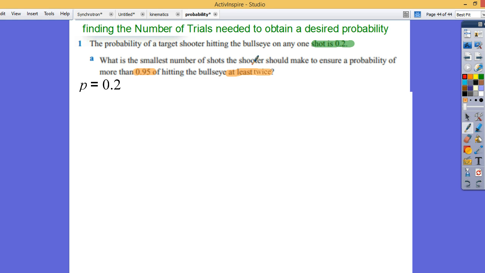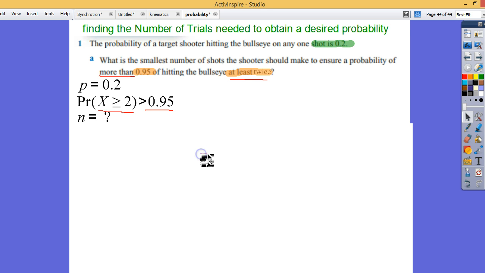Probability of hitting the bullseye, or probability of success, is 0.2 from the information there. Then I've got this line here, which I've grabbed from "more than 0.95." Okay, hitting the bullseye at least twice. So at least twice is the idea that x is greater than or equal to 2.